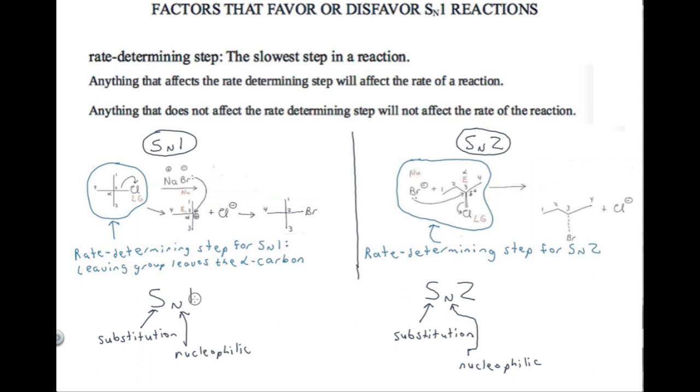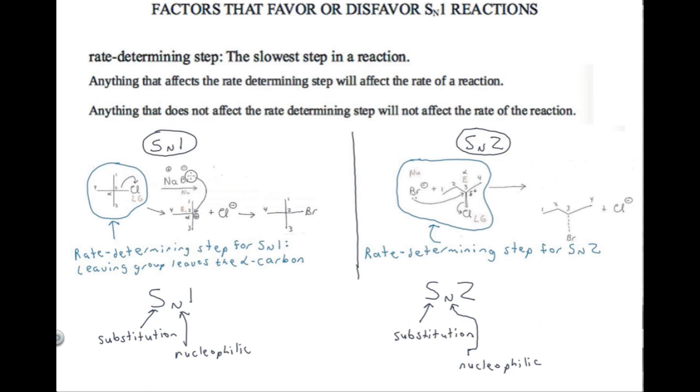Now, what do the number 1 and 2 stand for in these names? Well, how many species participate in the rate-determining step for SN1? Notice that there's only one molecule participating in this step. That's why this reaction has the number 1 in its name, because one species participates in this rate-determining step.